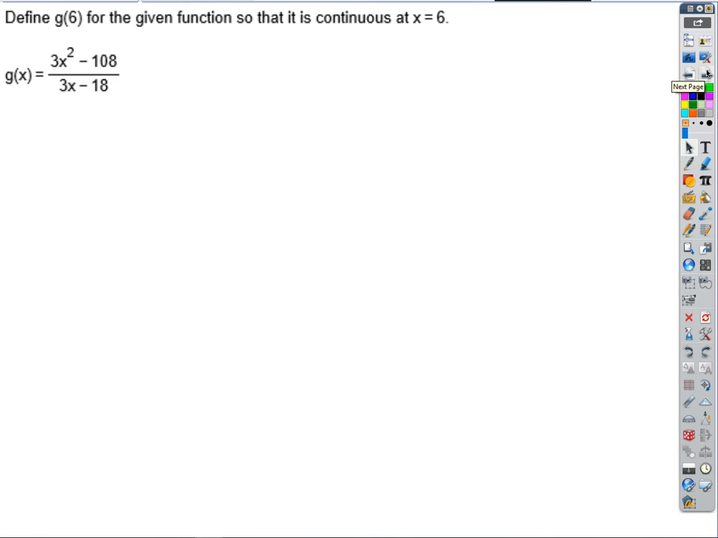Define g of 6 for the function so that it's continuous at x equals 6. What would we do? Right now, we've got this function, g of x, equal to this as long as x doesn't equal 6. It can't be defined at 6. So really, all we're doing is trading this for a function that fills in the point. That's all we've done when we solve limits by doing more work, isn't it? If I try to evaluate this directly, I get 0 over 0.